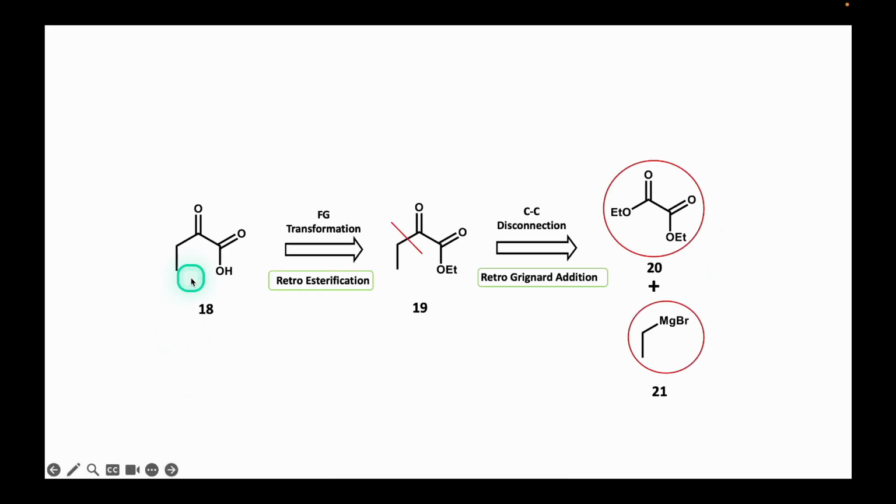A functional group transformation of 18 leads to the generation of the ethyl ester 19. The ethyl group, which is attached to the carbonyl, can be obtained from the Grignard addition reaction to diethyl oxalate 20, utilizing ethyl magnesium bromide 21, both of which serve as raw materials.